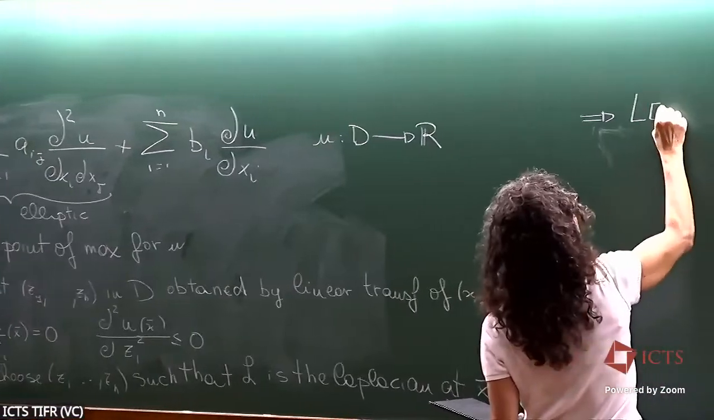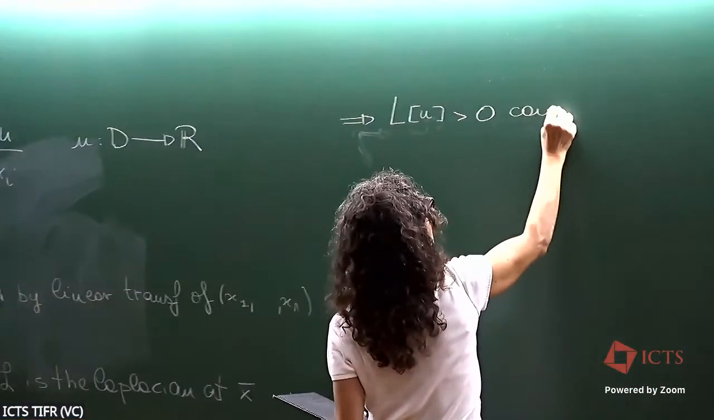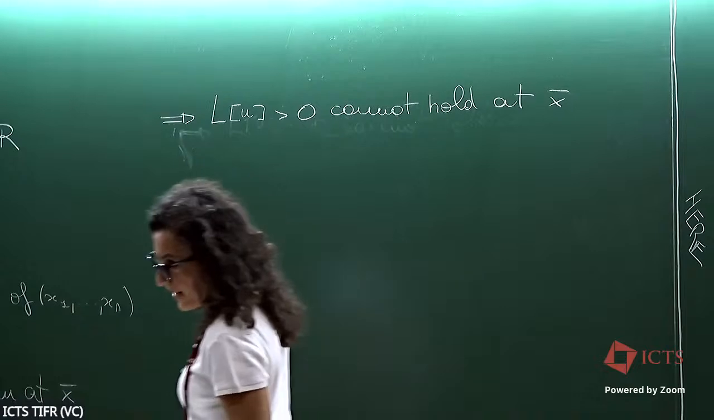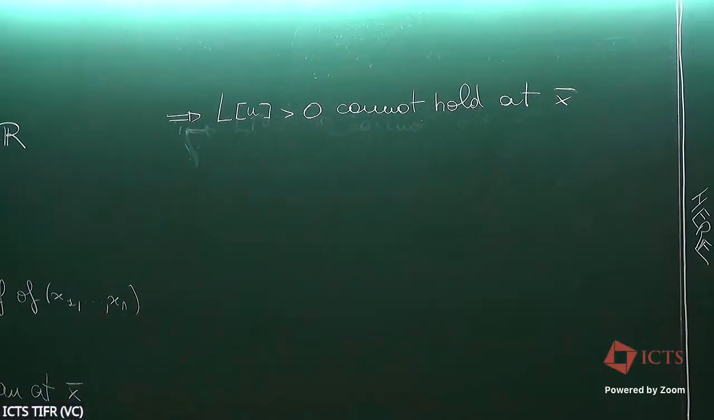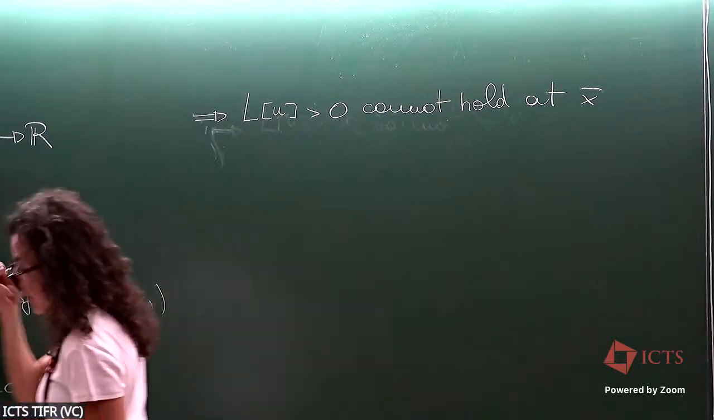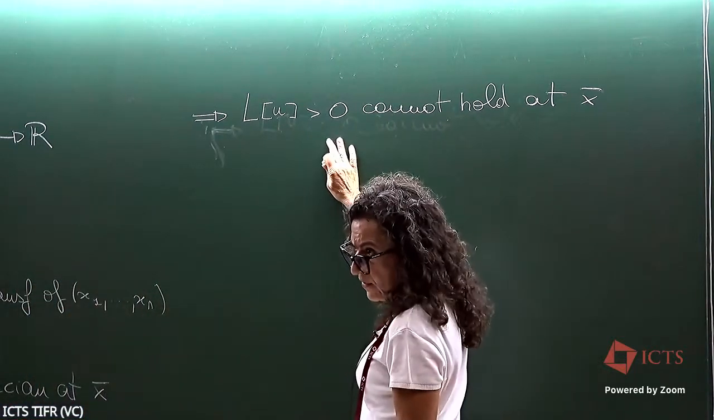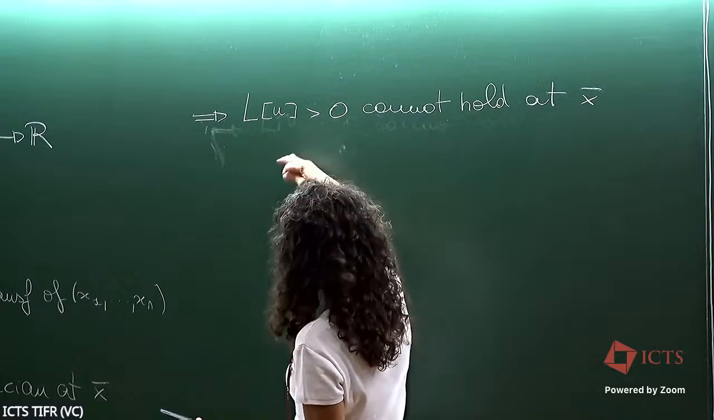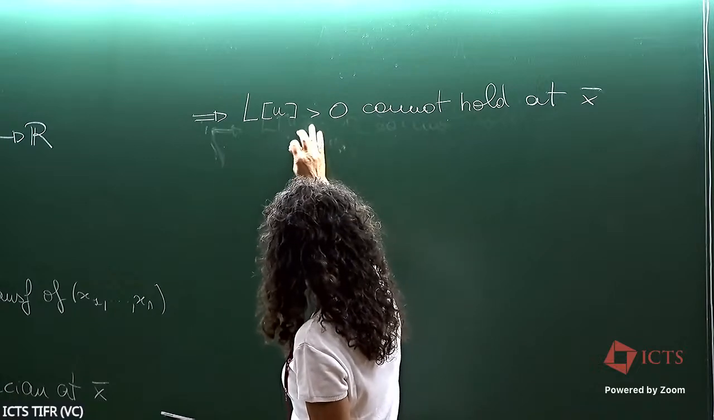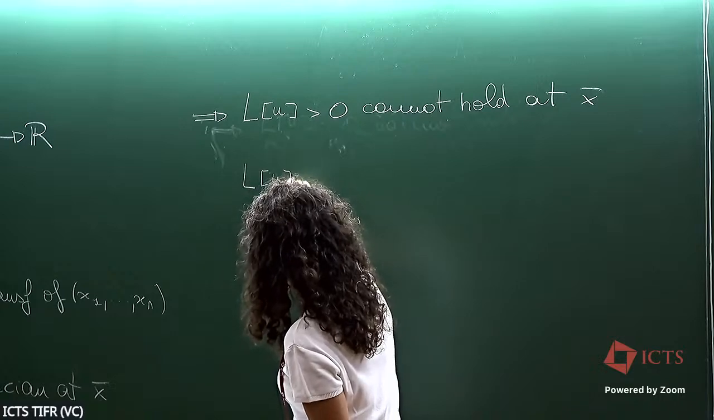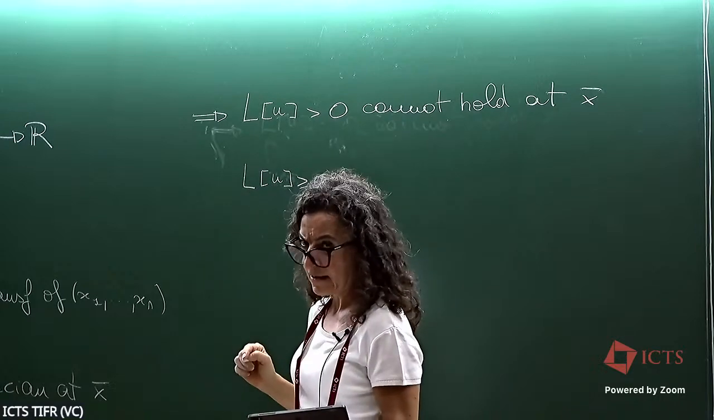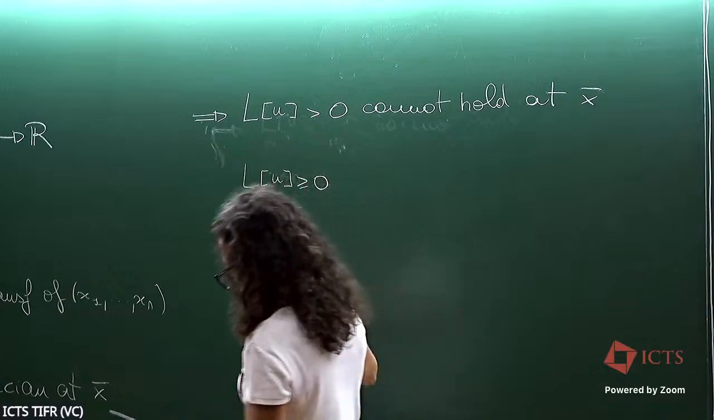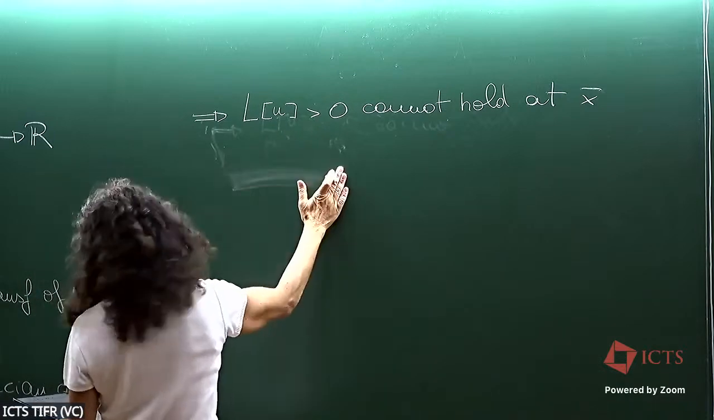So you see that then L of u larger than 0 cannot hold at x bar, because this part is less or equal than 0, and this part is 0 at that point. But that's the elementary stuff. Now, what you want to prove is the real maximum principle, the weak maximum principle, that a function cannot satisfy L of u larger or equal than 0 if it has an interior maximum. In this case it's very easy, but here you have to work a little bit more. So this is really the weak maximum principle.